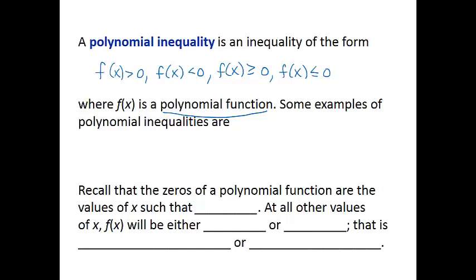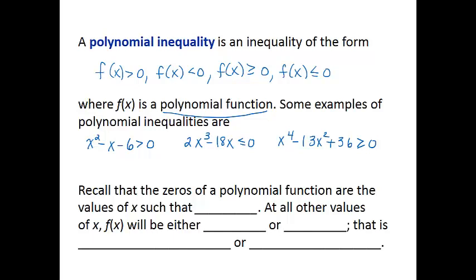Some examples of polynomial inequalities are x squared minus x minus 6 is greater than 0, 2x cubed minus 18x is less than or equal to 0, x to the fourth minus 13x squared plus 36 is greater than or equal to 0. Notice that the side opposite of 0 is a polynomial expression. It can be a quadratic, a cubic, a quartic, or any combination of those types of things that we've studied before.